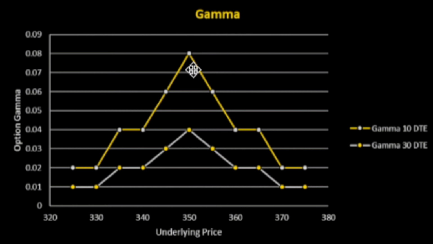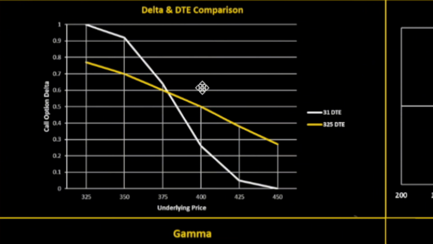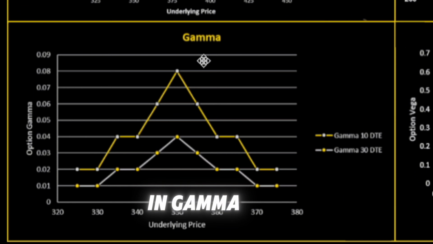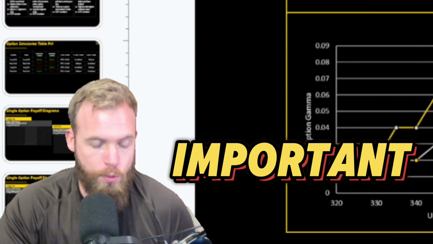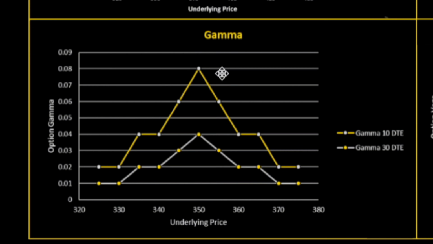Gamma ramps up as we get closer to expiration because, again, we just talked about this with delta. Delta has to make a choice, and gamma measures the rate of change of delta. So this is important because of some of the traits we'll talk about with building trades with respect to gamma.